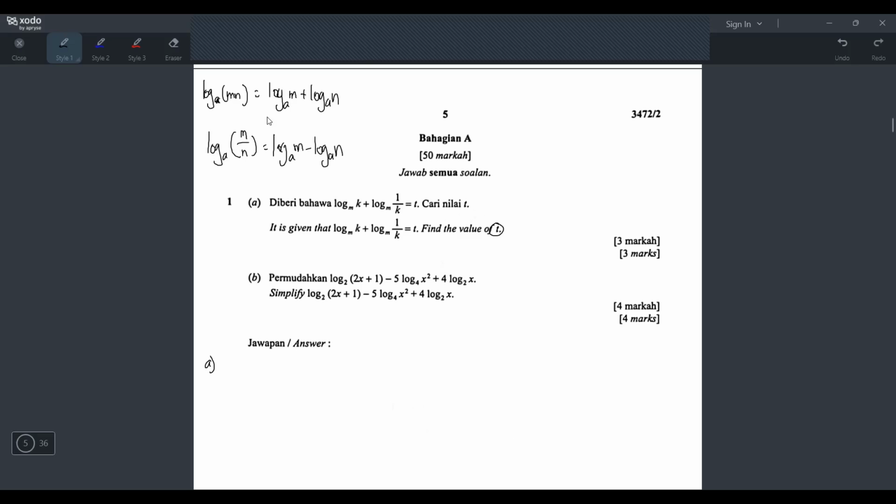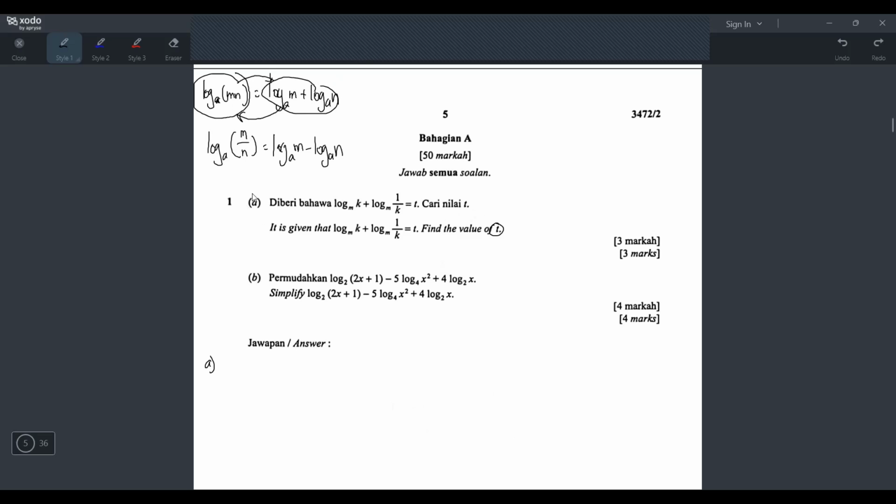But I want you to know one thing. You can change from single log to separate log, but you can also do it the other way. You can change from separate log plus to single log times. But you have to make sure it's the same base. And not only that, you also have to make sure there is no number in front of the log. Then what if there is a number? If there is a number in front of the log, you can bring it up to become a power. If there is a number.